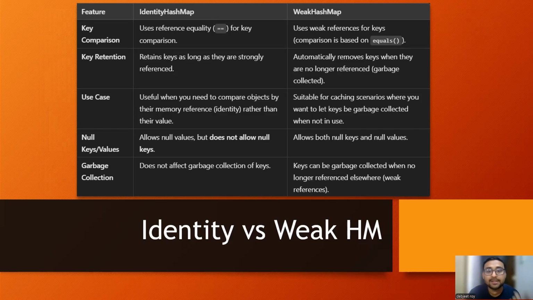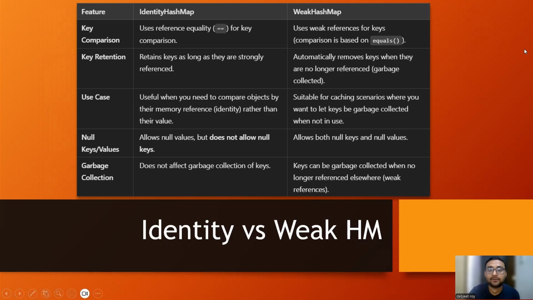Try to put null values and try to put null keys and try to identify the pattern, like what is happening if I'm passing a null key or a null value in both the cases. Okay, garbage collection, it does not affect garbage collection of keys. In WeakHashMap, keys can be garbage collected, okay, not values. Keys will be garbage collected. So this is a thing that we have to understand.